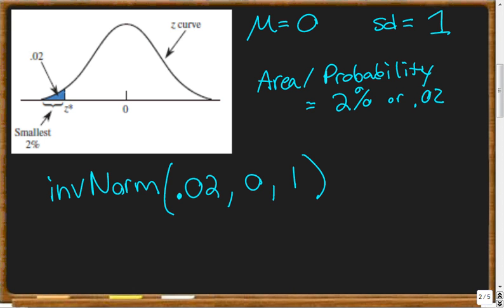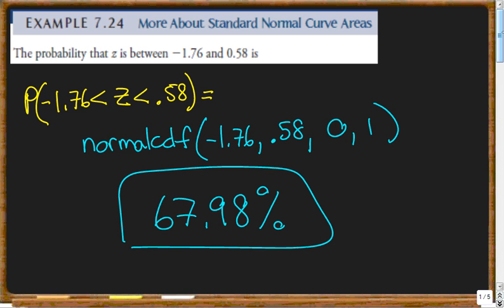And so when we go through and use this in our calculator, we should find that this is going to equal negative 2.05 as a z-score. So that's what the z-score is. So 2% of data lies below negative 2.05 standard deviations from the mean. That's what the inverse norm does: it takes a probability and converts it to a z-score, as opposed to the normal CDF, which we just used, which takes z-scores and converts them to a probability. Okay?